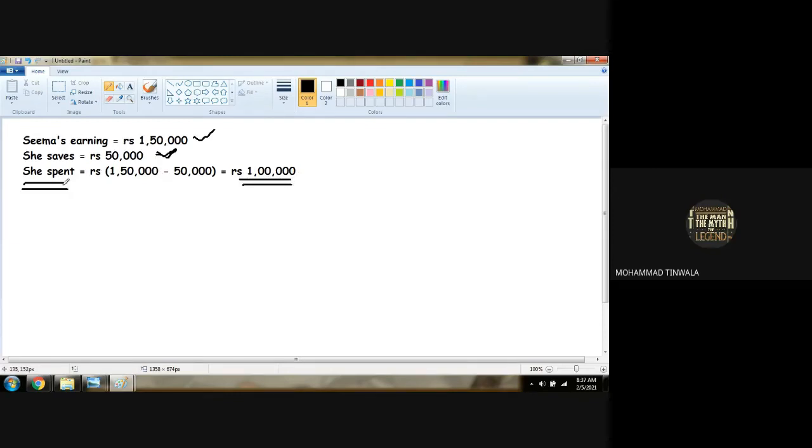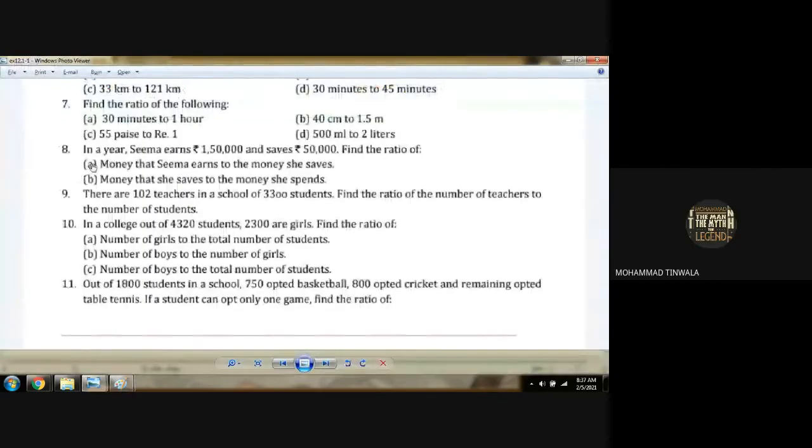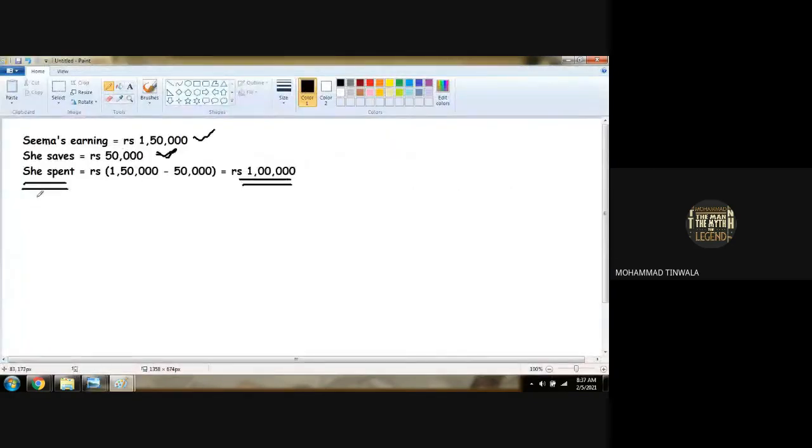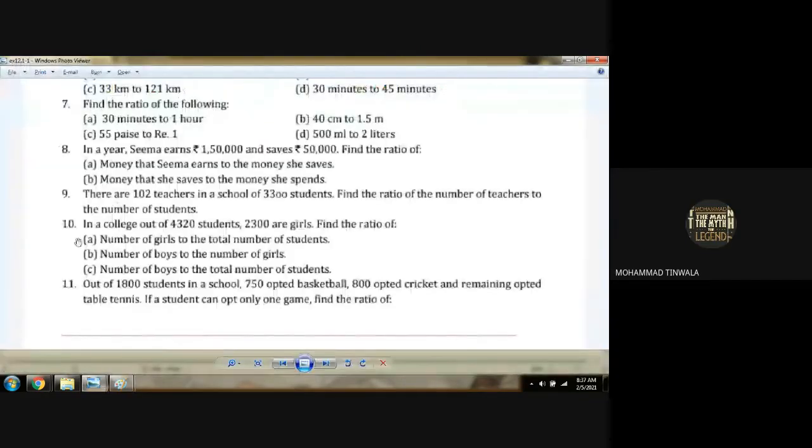Is that clear, boys? That is what they ask in question number 8. In a year, Seema earns 1,50,000 and saves 50,000. Find the ratio of, first, the money that Seema earns to the money she saves. The earning and the savings are given in the question. But in part B, the money that she saved is given, but the money she spent we do not have. So that is what we have found out. Okay? Yes, sir. Now we can easily find the ratio for answer A and answer B.